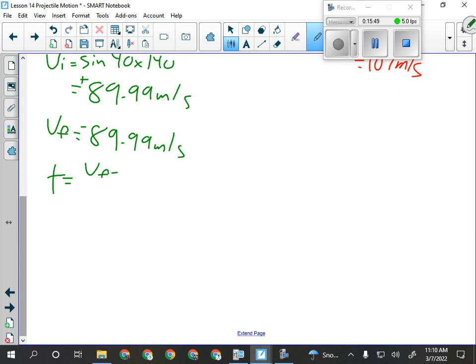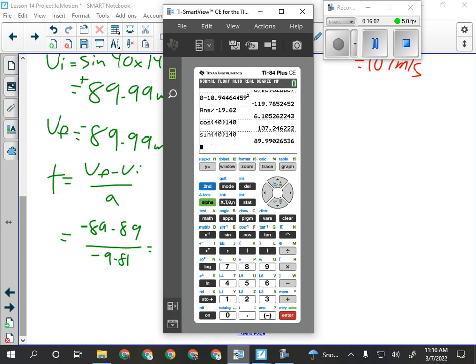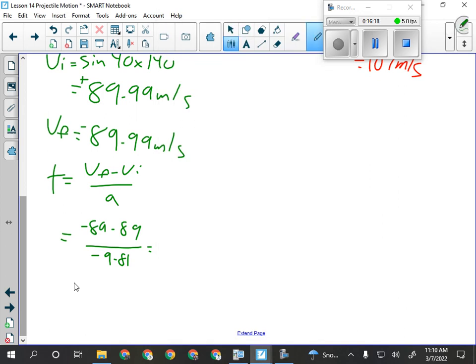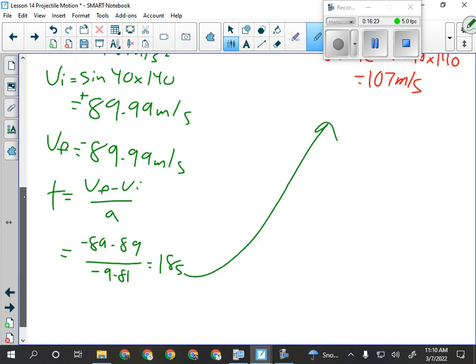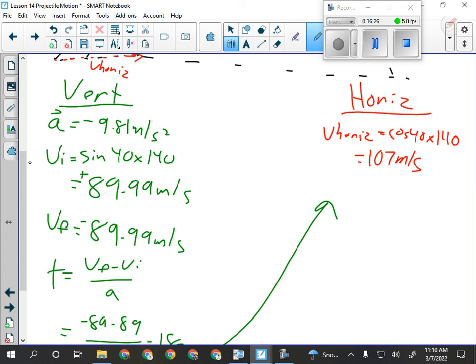All right, so we've got, okay, define time: VF minus VI over A, so that'll be negative 89 minus 89 divided by negative 9.81. All right, so the cannonball's in the air for 18 seconds. So it was launched from pretty far away. So we got our time, 18 seconds. That we can bring over here, and now we can calculate the horizontal distance traveled.